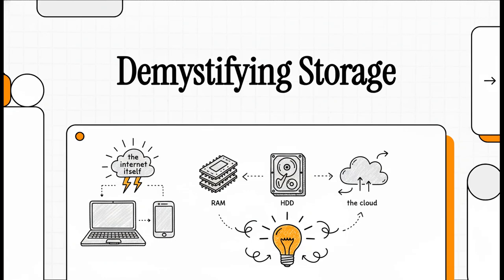All right, today we are going to crack open your computer, your phone, maybe even the internet itself, to really demystify one of the most fundamental ideas in tech, storage. We're going to break down the big differences between RAM, hard drives, and the cloud, and we're going to do it in a way that just makes sense. So let's dive right in.